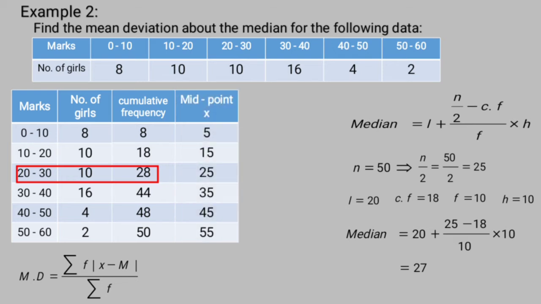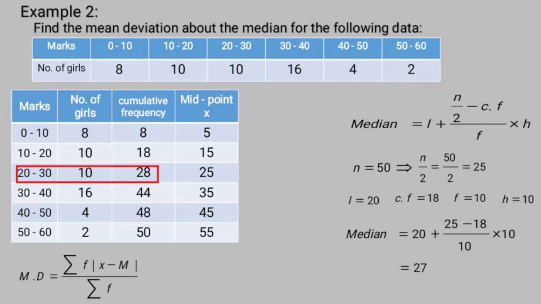For that, we need x minus m. M is nothing but median. For that, we need x also. Here I am having a class interval. So first I am finding the midpoint of x. That is lower limit plus upper limit divided by 2. 0 plus 10 is 10. 10 by 2 is 5. 10 plus 20 is 30. 30 by 2 is 15. 20 plus 30, 50. 50 by 2 is 25. 30 plus 40, 70. 70 by 2 is 35. Similarly, I converted these two class intervals also.